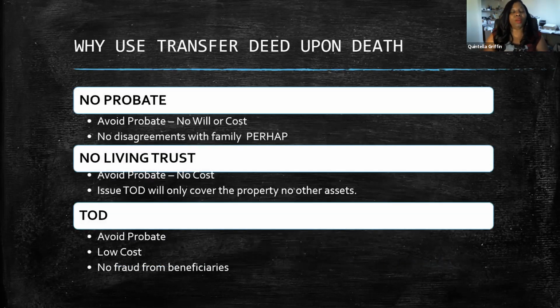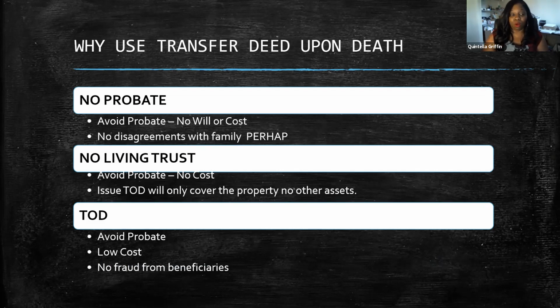Why use the transfer deed upon death? Why? No probate. That's obvious. No probate. No cost to have a will prepared, and no disagreements with family members. Perhaps there could always be issues that come up. No living trust, so you don't have to do a living trust.